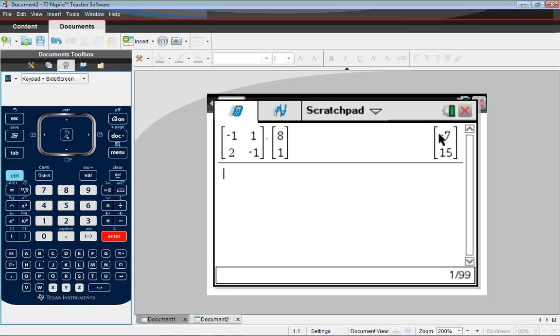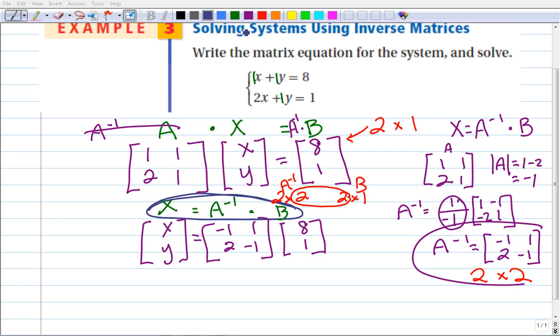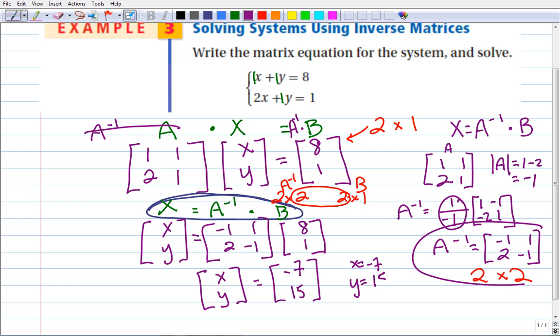And so then this top number is X, and this bottom number is Y. So we have -7, 15. So let's switch back over. So now we know that X, Y, when we typed it into the calculator, we got -7, 15. So my X is -7, and my Y is 15.